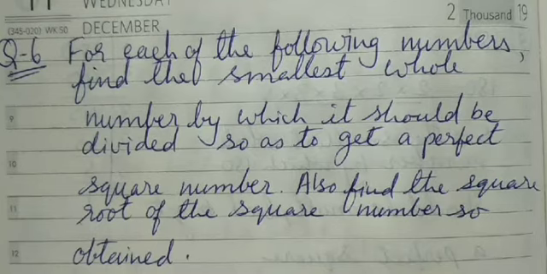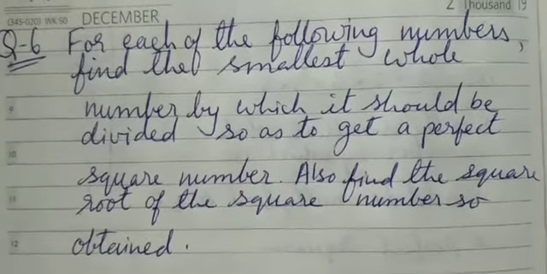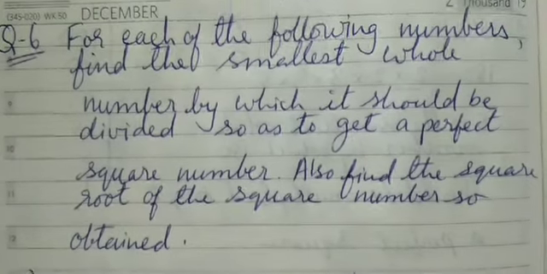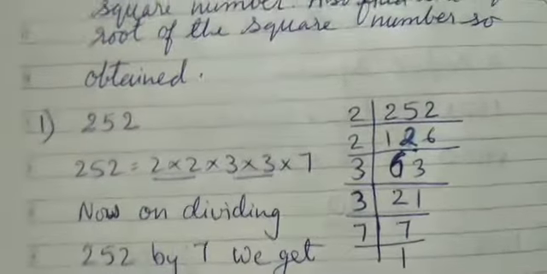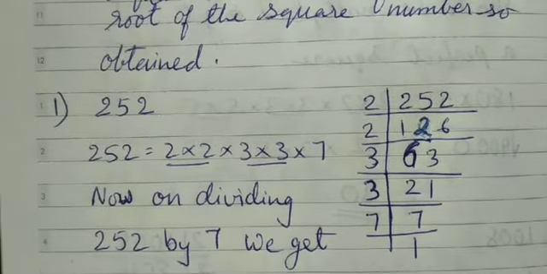In the previous question, what we had to find out? We had to find the smallest whole number by which we have to multiply the given number to get a perfect square. The process is going to be the same. You have to prime factorize the given number. So here is the first sum.